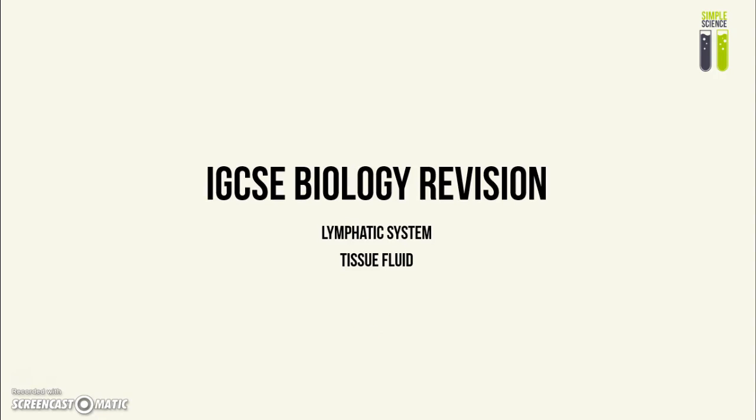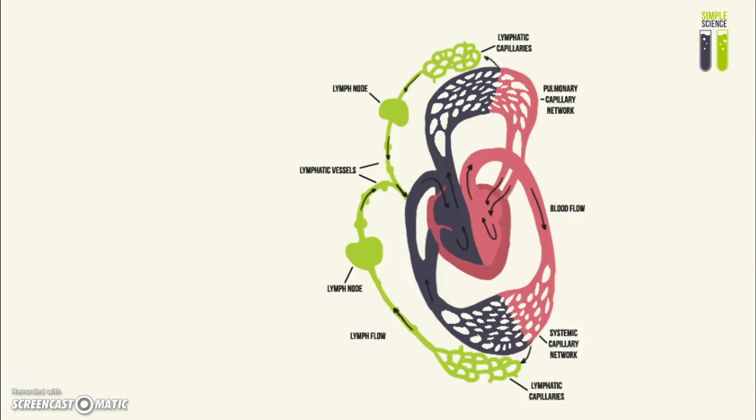Some topics that are particularly confusing in the IGCSE biology syllabus would be the lymphatic system and the tissue fluid, and in this video I will explain it to the best of my ability. So, first of all, you have to be able to describe the lymphatic system in terms of the lymphatic vessels and the lymph nodes. Now, you have to be able to link these features to the lymphatic system's role in the body's immunity and the circulation of fluid around the body as well, so I'm just going to link that right now.